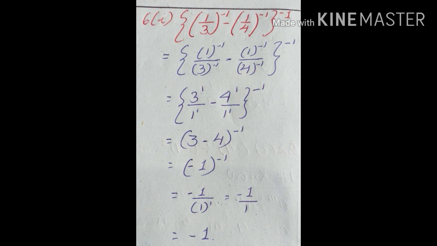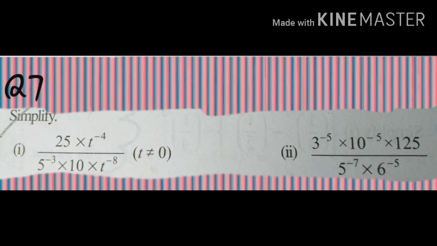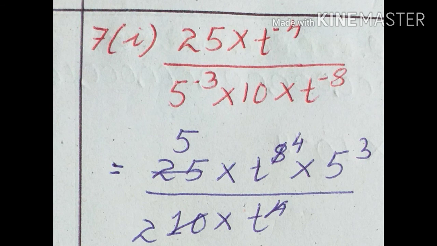Clear? Now look at question number 7. In 7 we are asked to simplify. For simplify, if the power is positive or negative, shift the sides. Clear? Now let's do question number 1: 25 into t to the power minus 4 divided by 5 to the power minus 3 into 10 into t to the power minus 8. Now here we have to shift t to the power minus 4 to the downside, 5 to the power minus 3 and t to the power minus 8 to the upside.